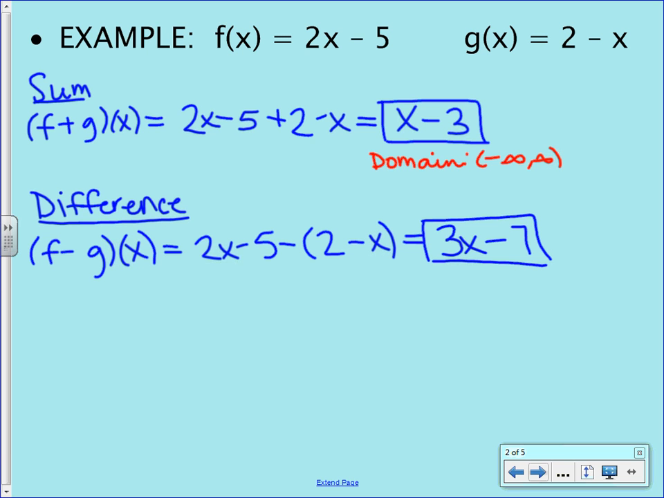What's the domain of our resulting function? What kind of function is it? Linear. So what's its domain? All real numbers, because we don't have an undefined slope. All right, our product.